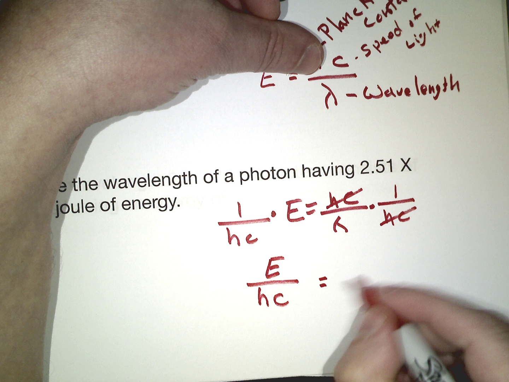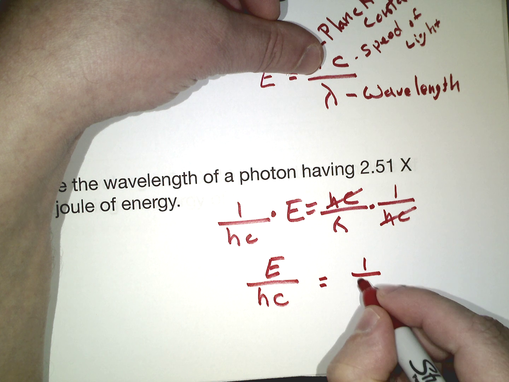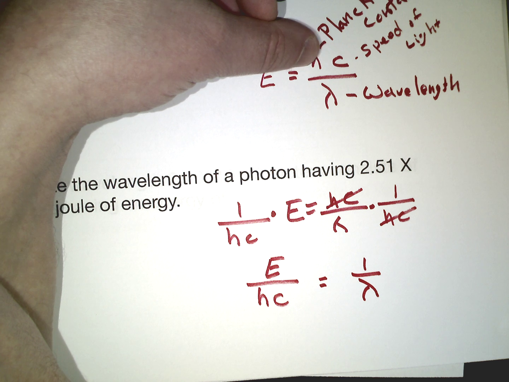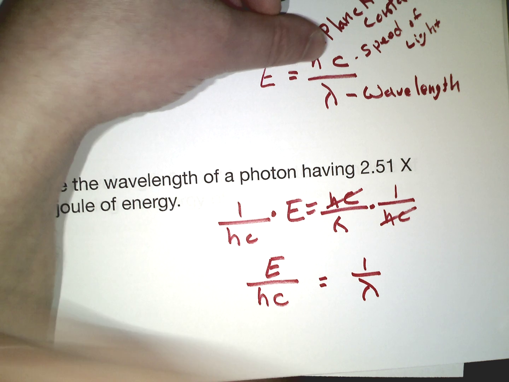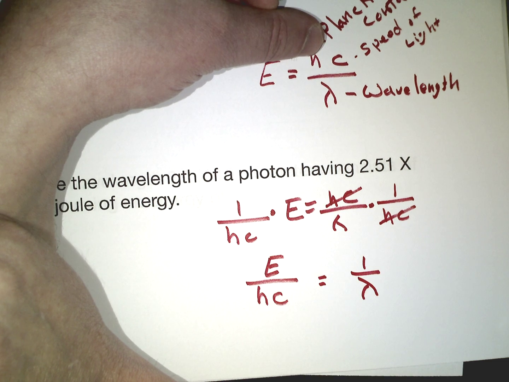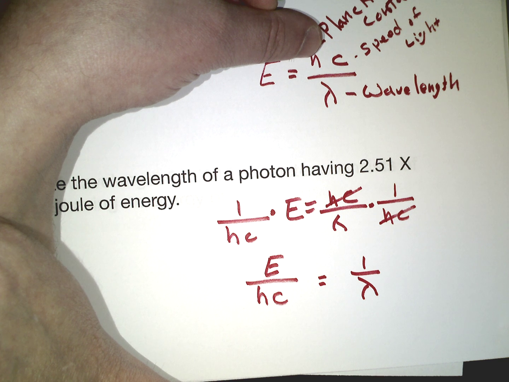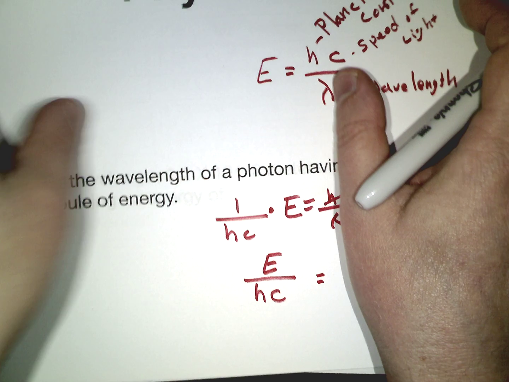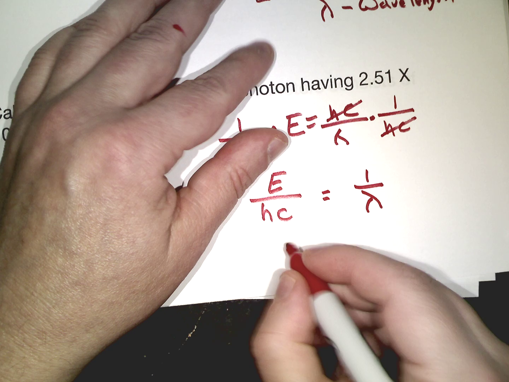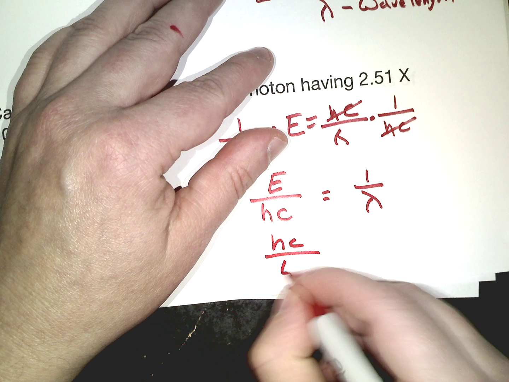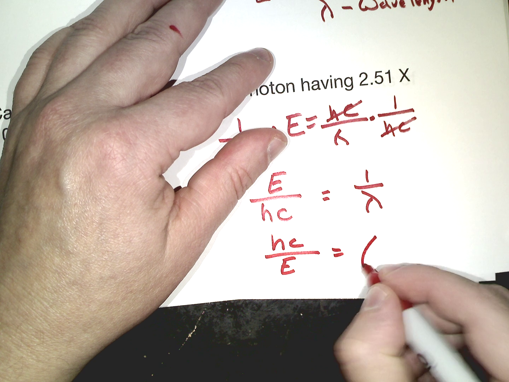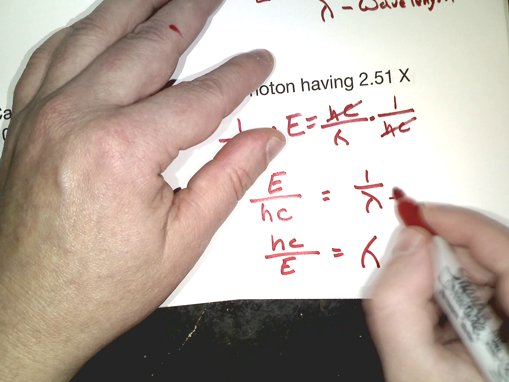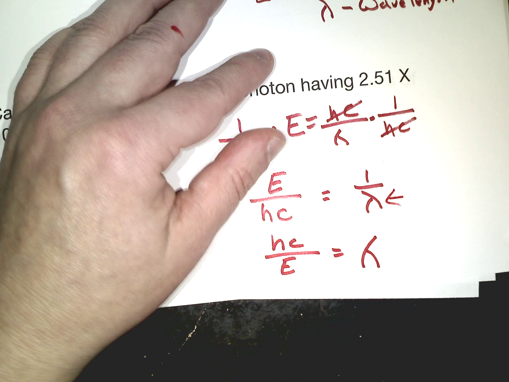Now equals 1 over lambda. Now, my cheating math head says just flip both of them. Some people are going to say you're going to multiply both sides by h and then divide. I'm going to say just flip both of them. Find the inverse of both of them. So hc over E equals lambda, or lambda over 1. See how I draw them backwards? That's the right way. That's the wrong way. But you get what I'm saying.